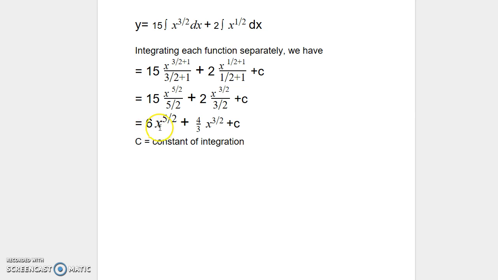So that is 6 times x to the power of 5 over 2 plus the next term, which is 2 times the denominator term. When we bring it to the side of the expression, it translates to 2 over 3. So that is equal to 2 times 2, which is 4 divided by 3, times x to the power of 3 over 2 plus c. So this is our answer, where c is a constant of integration. So our answer is 6x to the power of 5 over 2 plus 4 over 3 x to the power of 3 over 2 plus c, where c is a constant of integration.